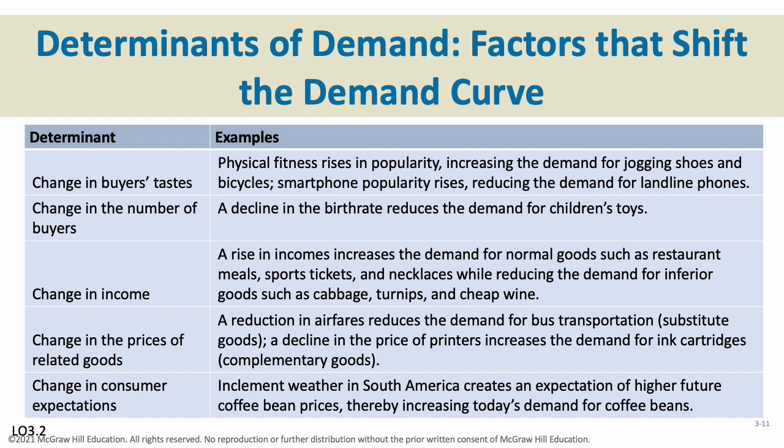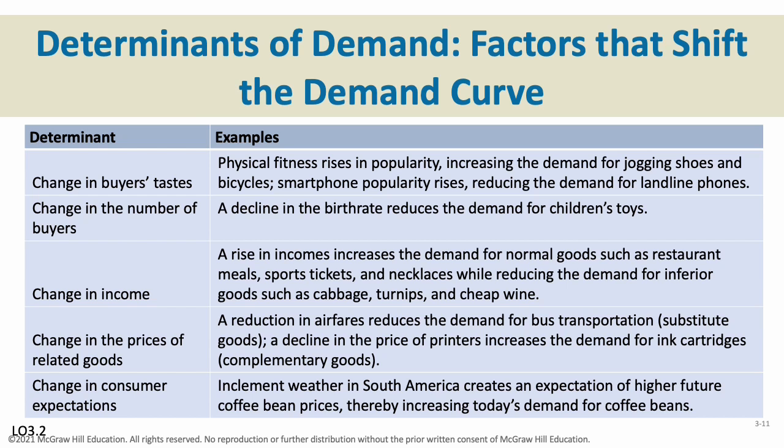So this table here is worth going through. And if you look here, these are all examples of the 5 topics we covered. Change in taste, change in number of buyers, change in income, change in the price of related goods, and finally a change in expectations. So those are all of the things that can drive demand.